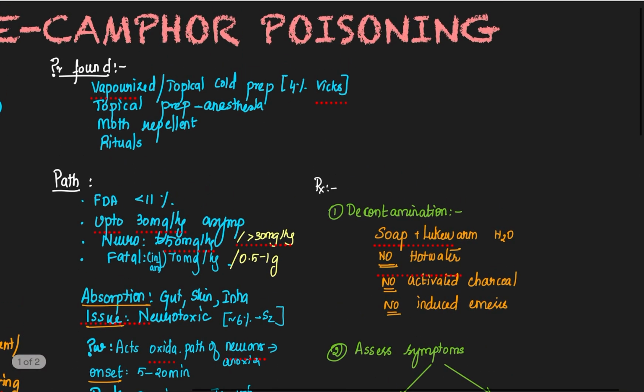So, where is it found? It is found in many of your cold or vaporized preparations. Your Vicks contains around 4%. The FDA approves less than 11% content in all commercial products. So your Vicks, your Tiger Balm, whatever cream you apply for your headache, body ache, contains about 4%. It is also in topical preparations as part of anesthesia, some moth repellents, and rituals like Ganesh Puja. Today we would have done Arati, no? In that also you use camphor, right?